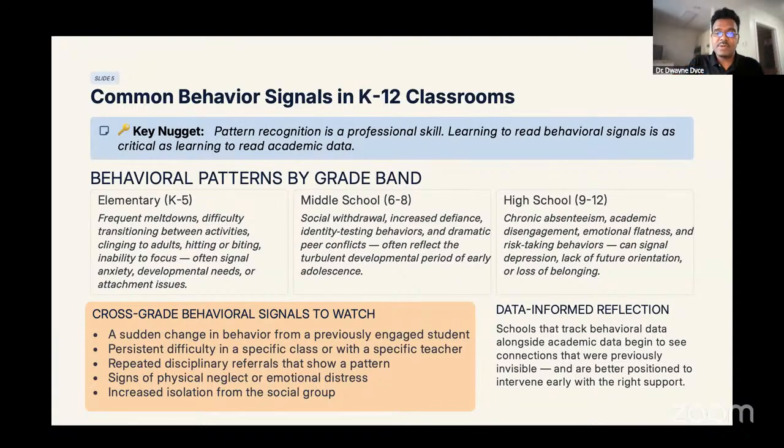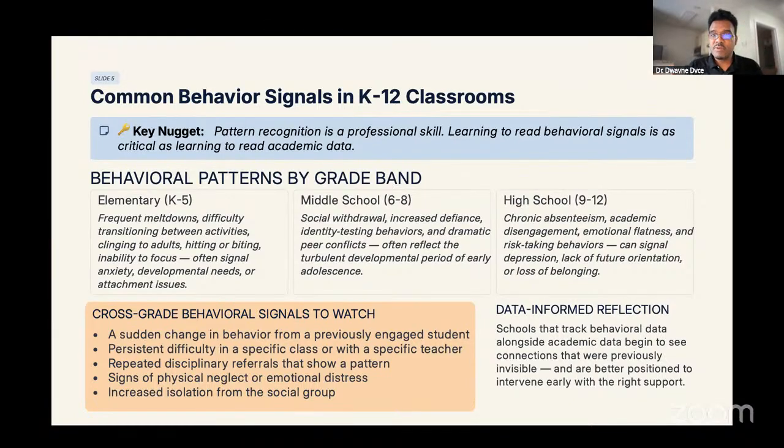So, cross-grade behavioral signals to watch out for. You see the ones in the orange here? Look out for them, whether you're in K-12 classrooms. A sudden change in behavior from a previously engaged student. If a student was engaged in your class, notice the change, they're disengaged. Persistent difficulty in a specific class or with a specific teacher, pay attention to that. That's why teachers need to talk across grade levels and across subjects, to see if there are changes in students' behavior.